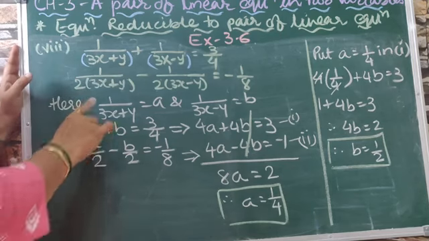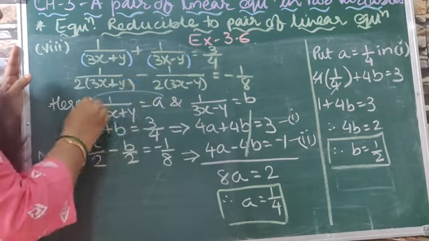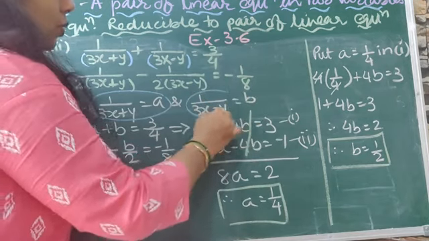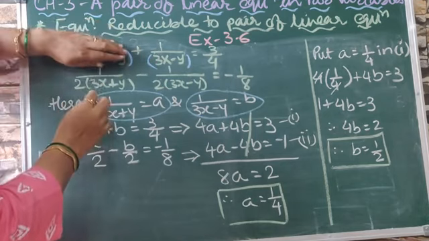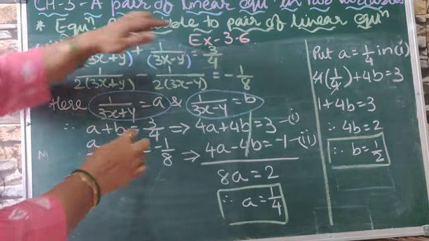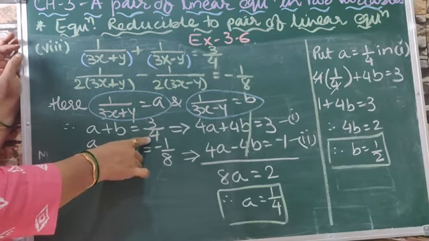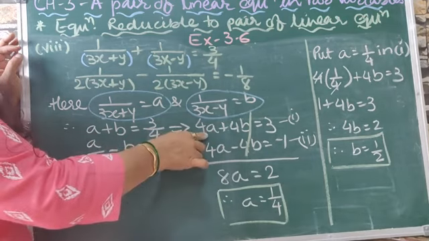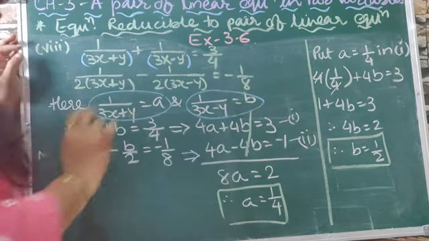Now, the first thing is to make the supposition that 1 upon 3x plus y is equal to a, and 1 upon 3x minus y is equal to b. Therefore the first equation is a plus b equal to 3 by 4. As there is 4 in the denominator place, we have to take LCM, and this equation now will be 4a plus 4b is equal to 3.